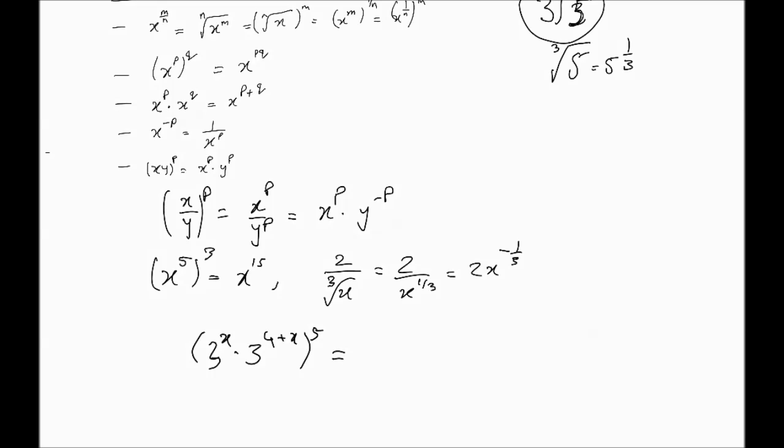So of course, rules of algebra, the first thing to do is to combine the two. 3 and 3 are the same base. So that will be 3 to the x plus 4 plus x, all to the power 5. First things first, let's just do the inside first, because you could just multiply both of these by 5. That will also work.